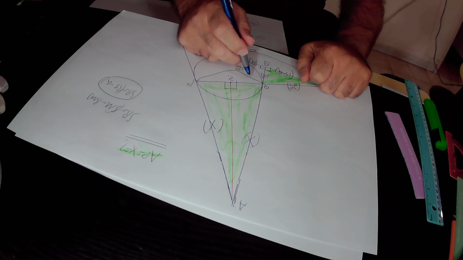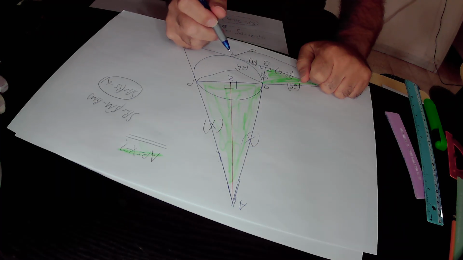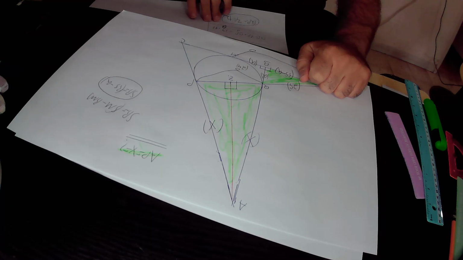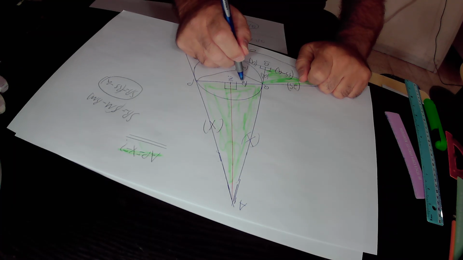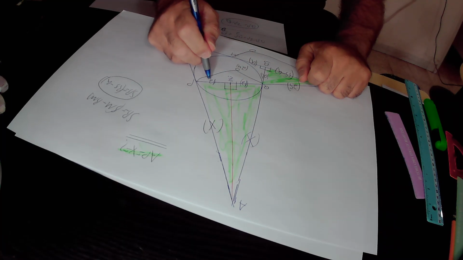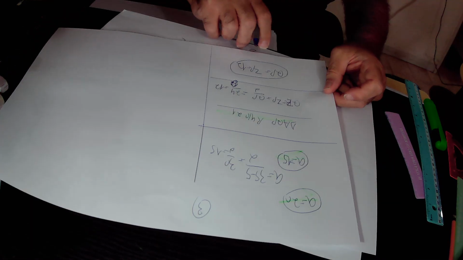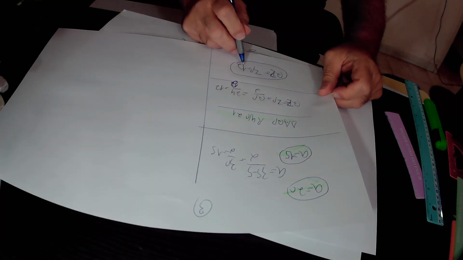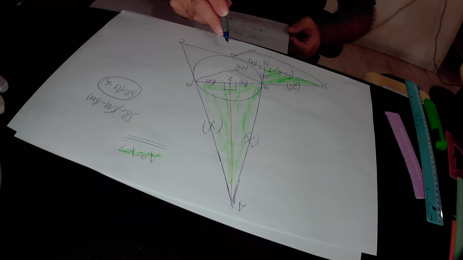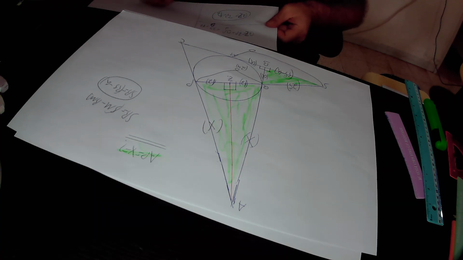QZ equals 12, and ZP also equals 12. Here it is: QZ equals ZP equals 12.